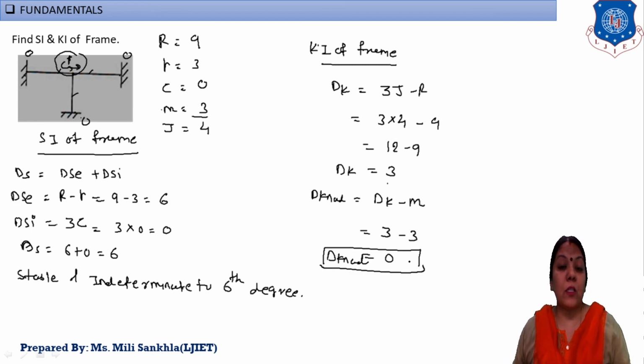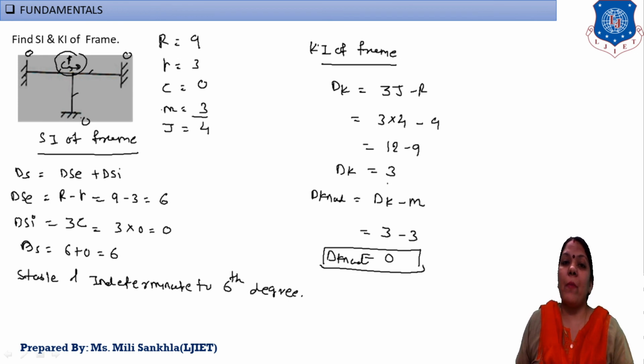Okay, just now we stop here. In today's session we solve the example of truss and frame. Now in the next session we solve the example of frame and grid. Okay.